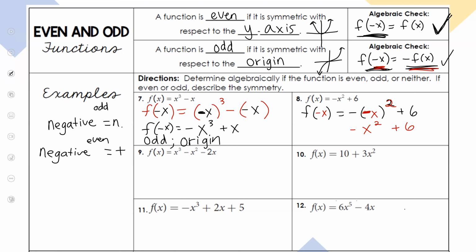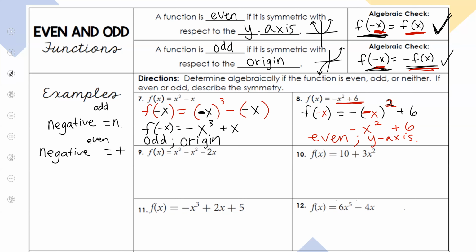Okay, guys, did this remain the same? So is it even or odd? It's even. If it remains the same, it is even. If you plug in negative x and you just get regular f of x, it didn't change, it's even. And that means the symmetry is the y-axis. The line of symmetry is the y-axis.